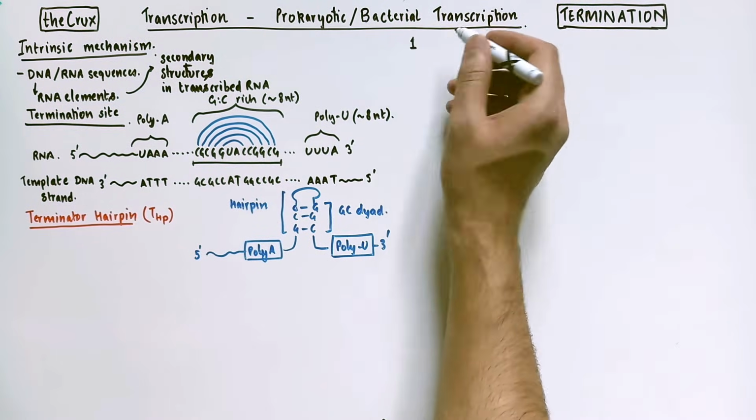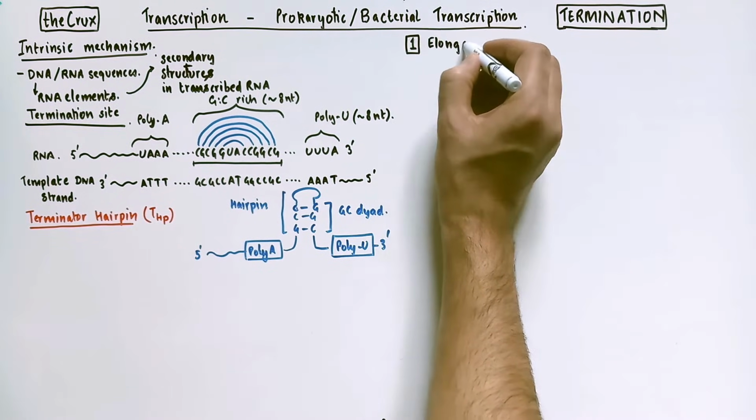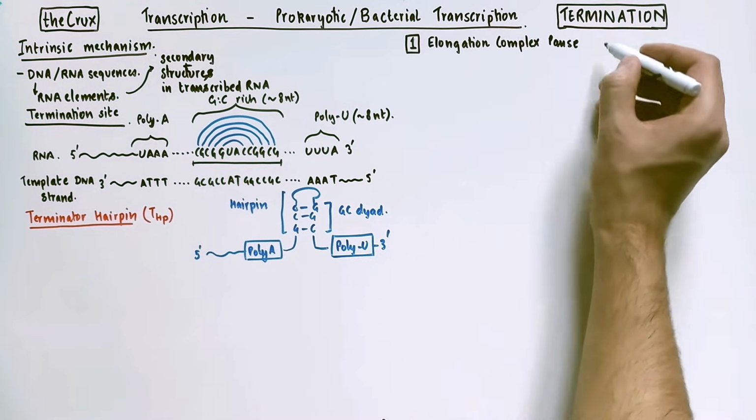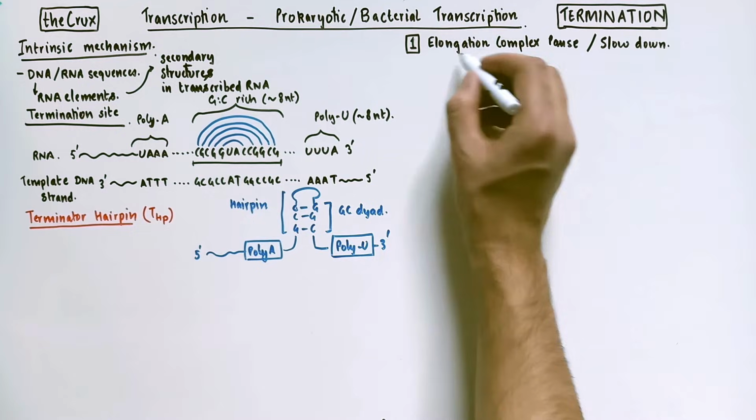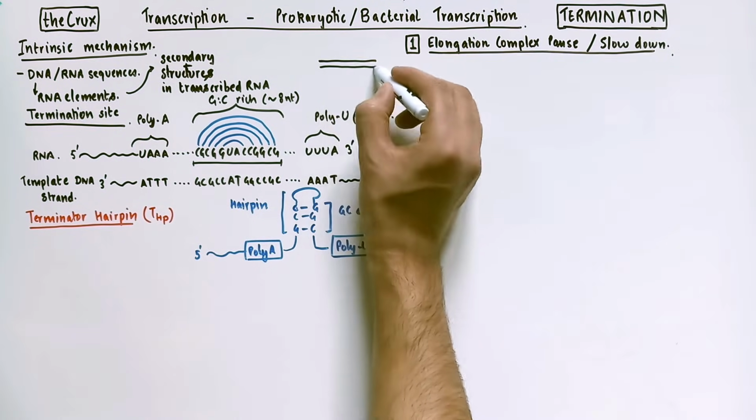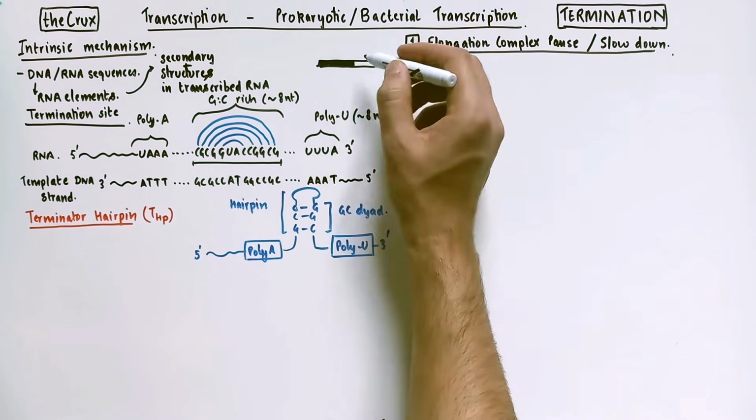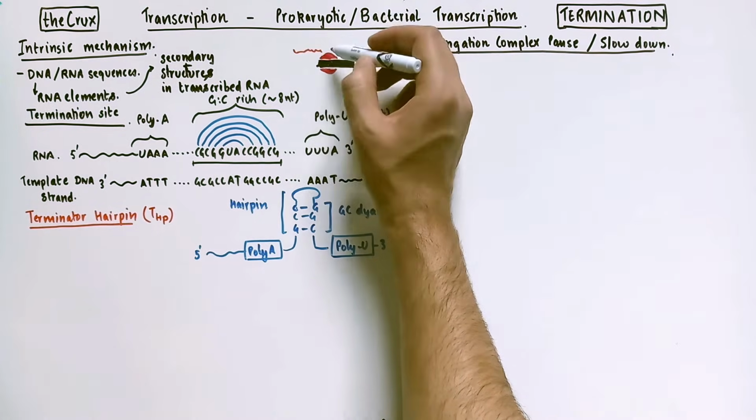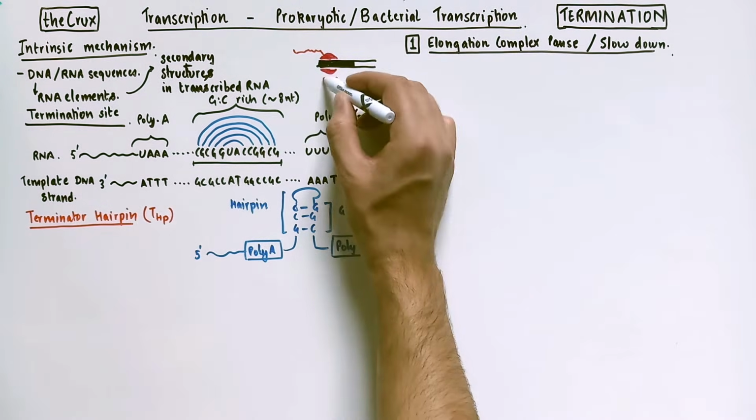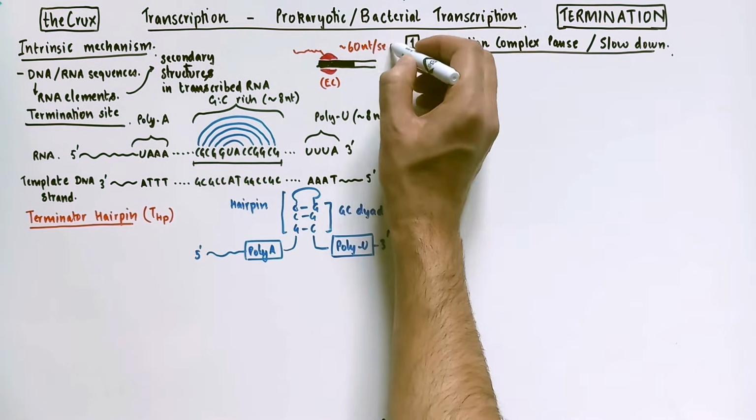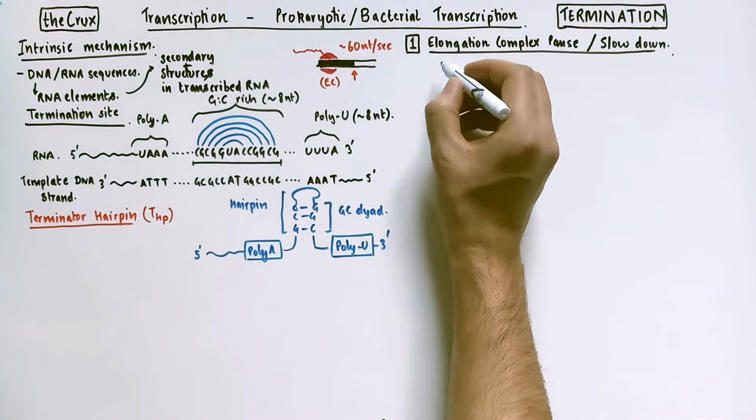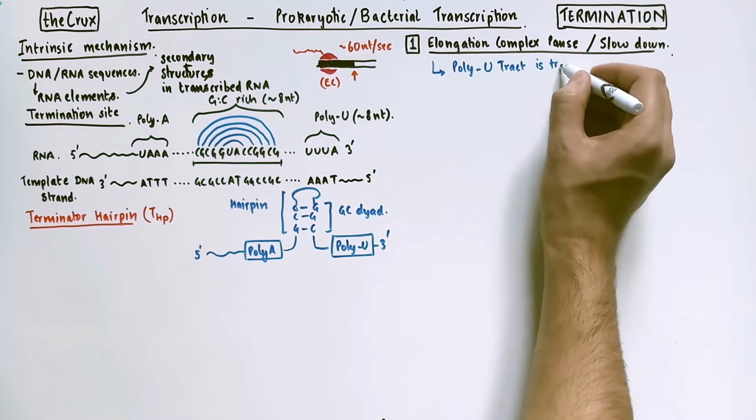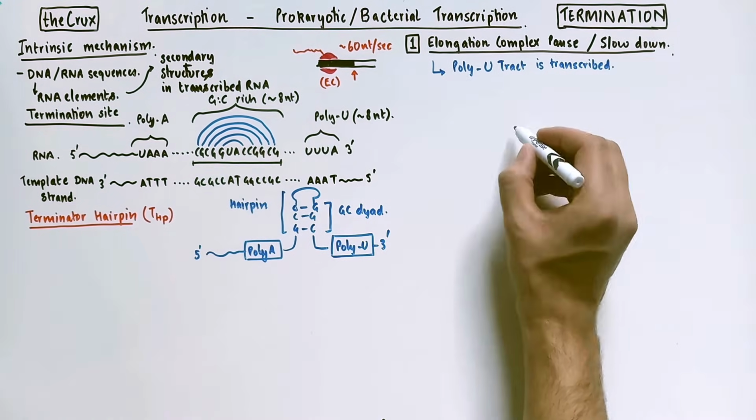Let's take a step-by-step look at the process of intrinsic termination. The first step of the mechanism is that the elongation complex needs to begin pausing or slow down. This is important because the elongation complex is traveling on the coding region at a speed of about 60 nucleotides per second. And to terminate within this short kinetic window, it needs to slow down. The pausing is initiated by the poly-U tract as soon as it is transcribed at the transcription bubble.